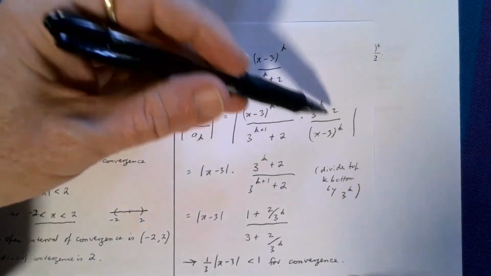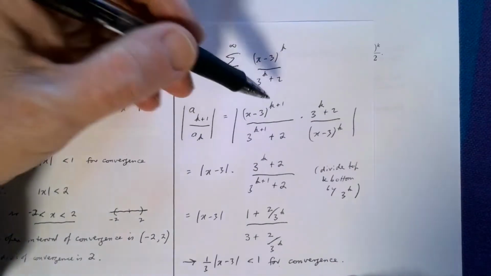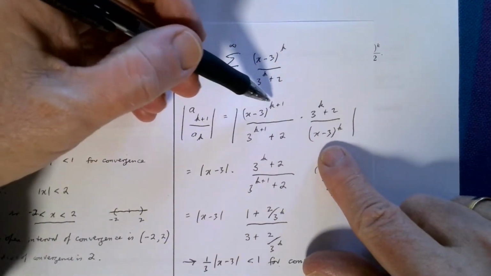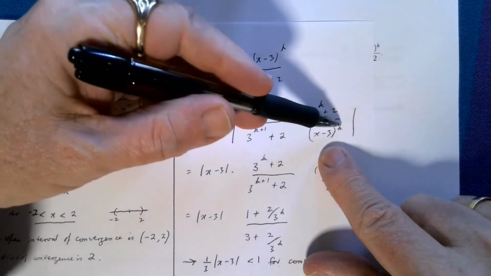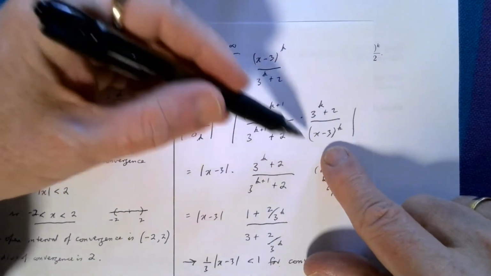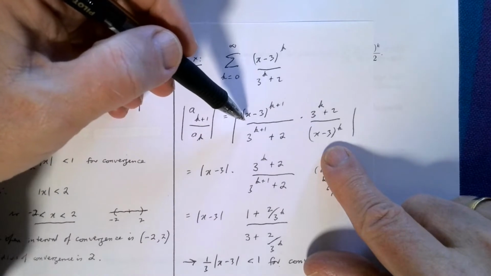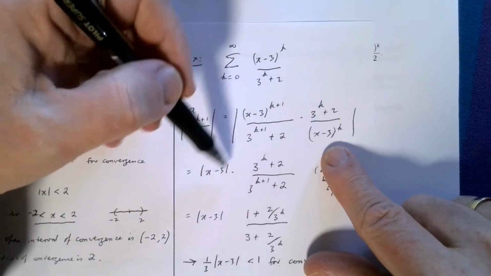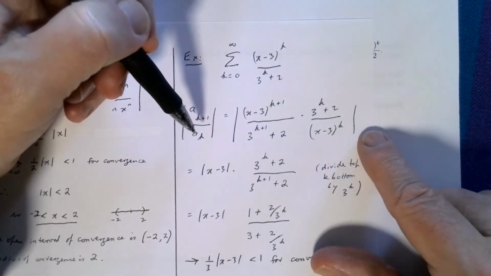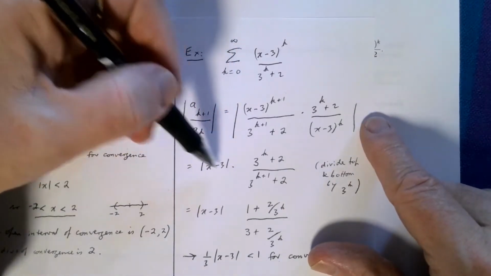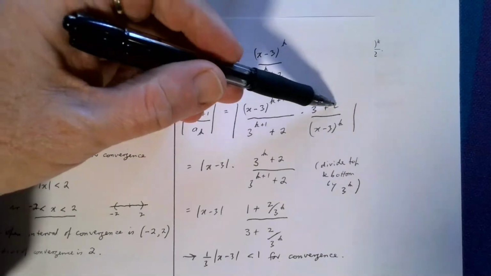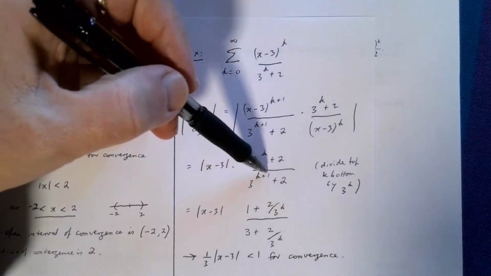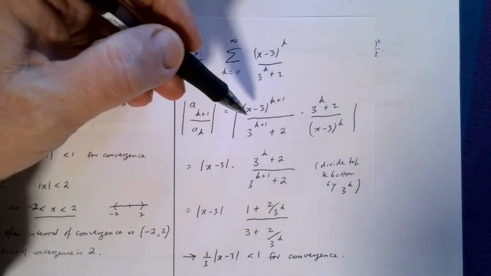So we've now got to simplify this complicated looking bit here. Do the x's first this time. So I've got an (x minus 3) to the k plus 1. I've got an (x minus 3) to the k. So I can cancel most of those out, and I'm just left with one of the (x minus 3)'s. And that's the bit that could be positive or negative, so I'll put the absolute value sign around that. Now what's left is 3 to the k plus 2 over 3 to the k plus 1 plus 2.